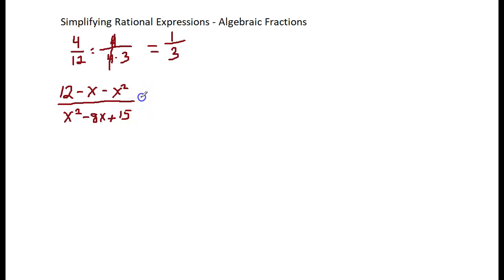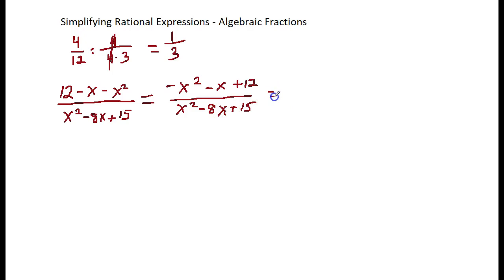Okay? What I'm going to do is I am going to put the first term, the numerator, in standard form. So negative x squared. In other words, we're writing it in order by exponents. So minus x and then plus 12 over my same denominator. X squared minus 8x plus 15.